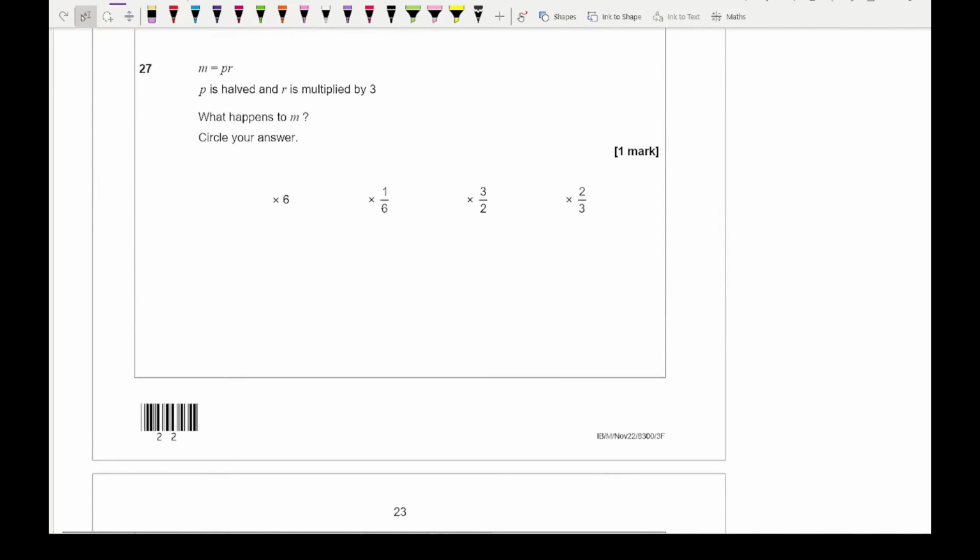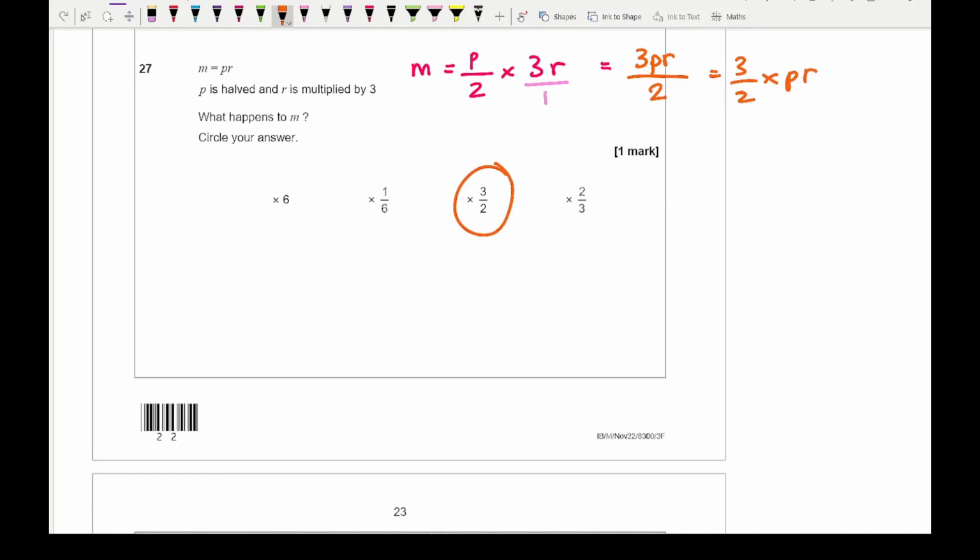In 27, it says m equals PR. P is halved and R is multiplied by 3. What happens to m? So let's have a look at this then. Here what we've got is m and we've got P over 2, and we're multiplying that by 3 lots of R. Now if I combine this and convert it into a fraction, then what we get is 3PR divided by 2, and 3 over 2 is 1.5, so we're multiplying by 3 over 2, so the correct answer then is the third option.